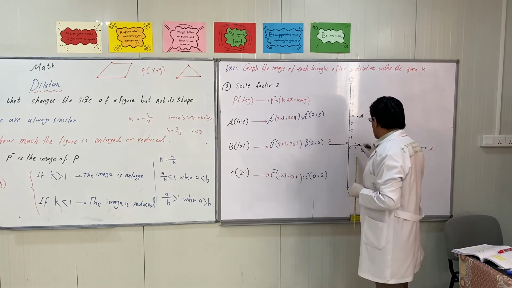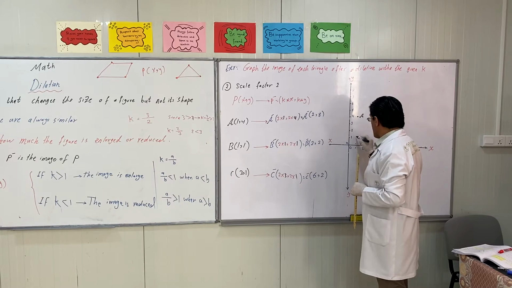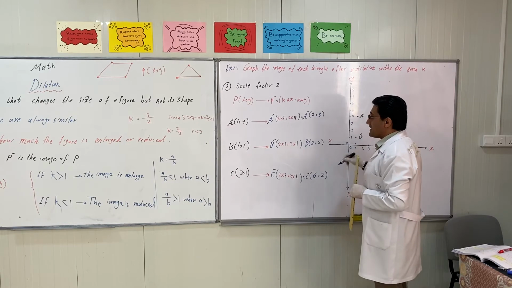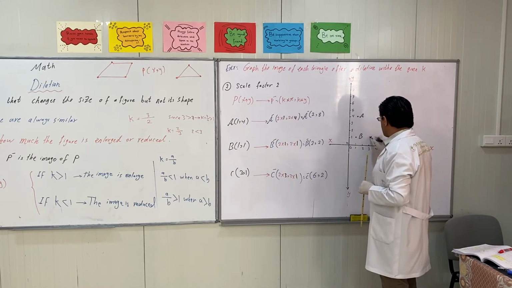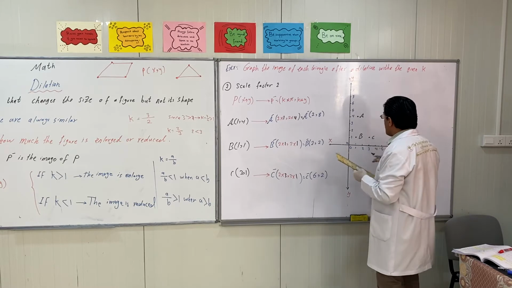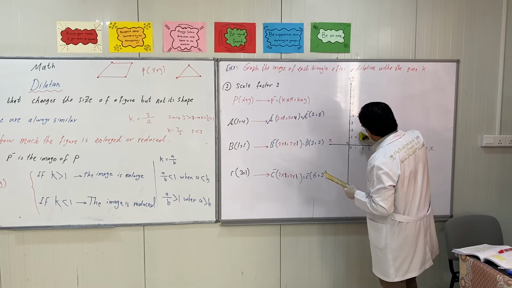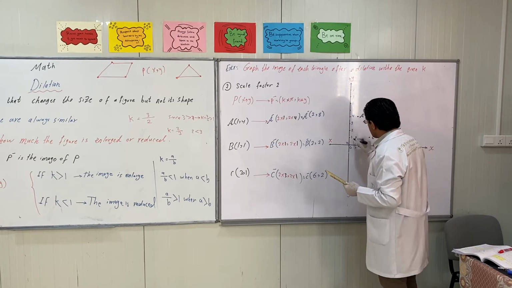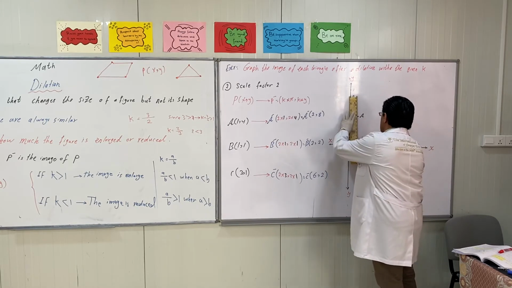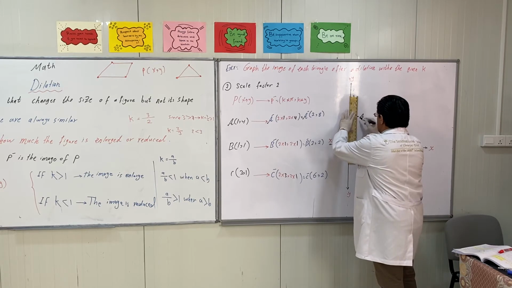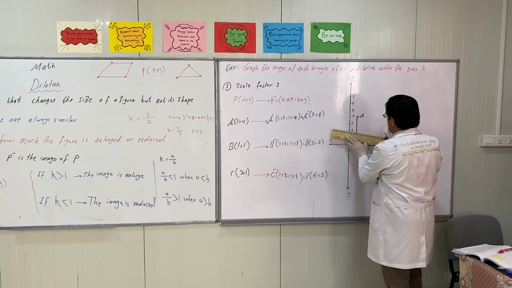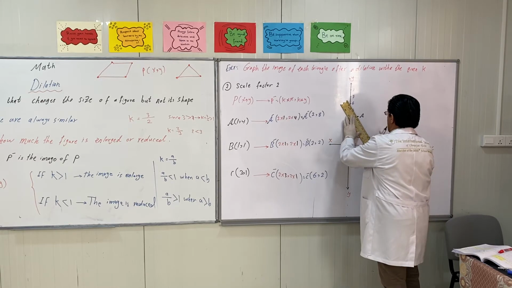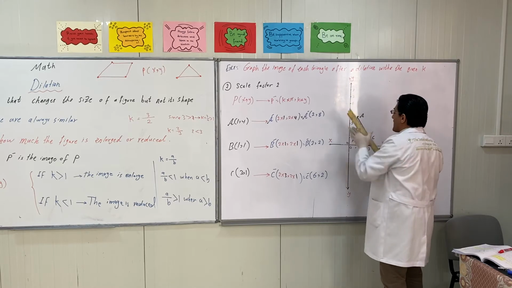B is (1, 1): X equal to 1, Y equal to 1, so this point is B. C is (3, 1): X equal to 3, Y equal to 1, so this is C. Connect the 3 points. So this is the given triangle ABC.